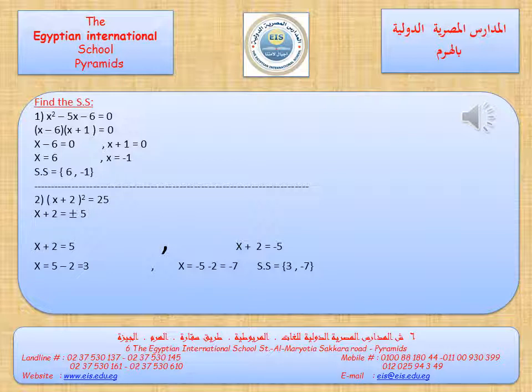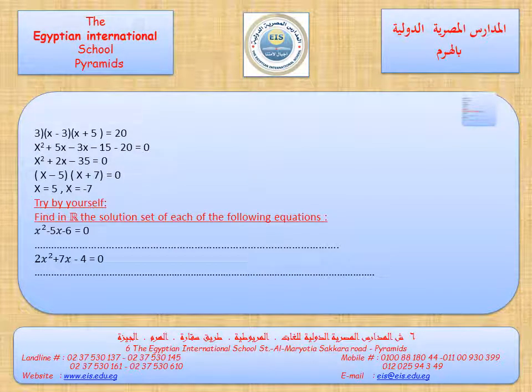If we take negative 7, it will be 25 again. Let's see. Negative 7 plus 2 equals what? Negative 5. Okay, negative 5 all power 2. We cancel the negative. So 5 power 2 equals what? 25. Excellent. So for the two answers, if we convert x into 3 and negative 7, the answer will be 25. So the two answers are right.